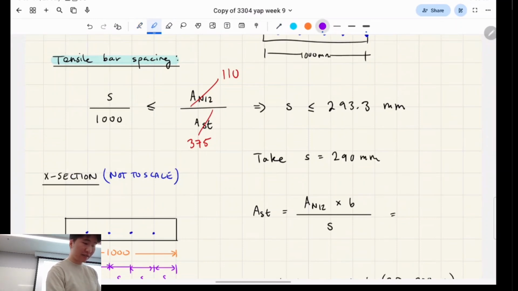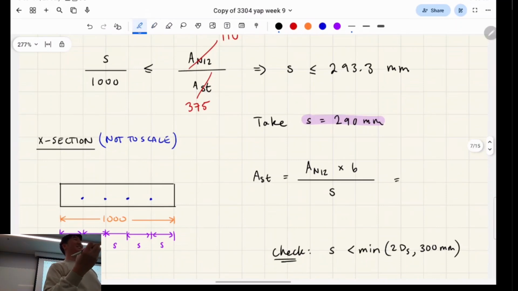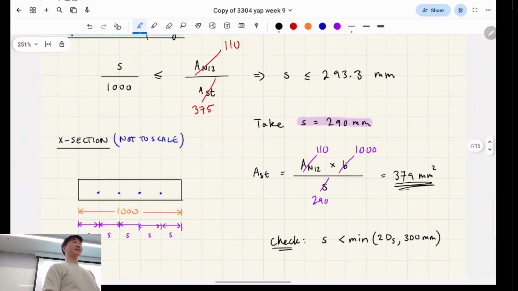Because it has to be less than this number, we're going to set it to a nice number, rounded down to the nearest 10, because smaller spacing means it's stronger. So 290. Now we're going to finalize the steel area by subbing in all these values. This is the steel area per meter run, or what we're designing our slab for. And this is going to be the final AST value we're going to run with for the primary direction.